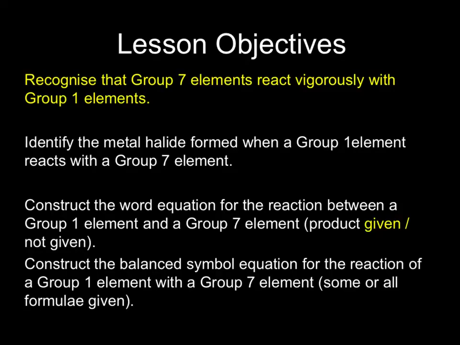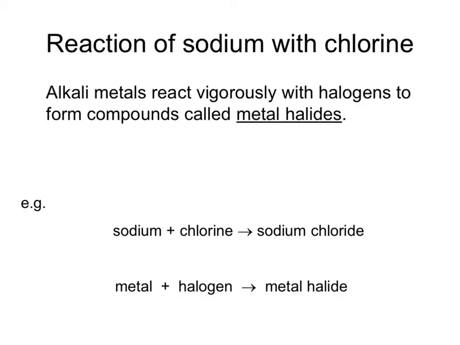Now the reaction of group 7 elements with group 1 elements, you'd be expected to know that they react vigorously, and you'll also be expected to name the product formed when group 1 reacts with group 7 and construct a word equation and a balanced symbol equation for the reaction as well. You can watch various videos on YouTube of the reaction of sodium with chlorine. Sodium has a pretty vigorous reaction with chlorine. It burns very, very brightly and forms a white powder, which is the product sodium chloride.